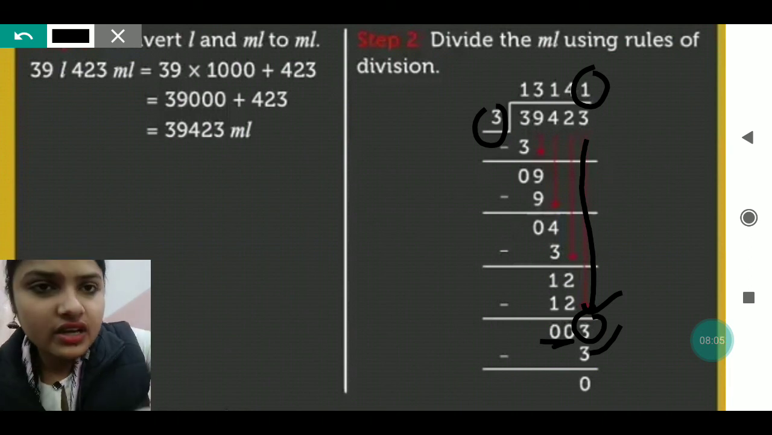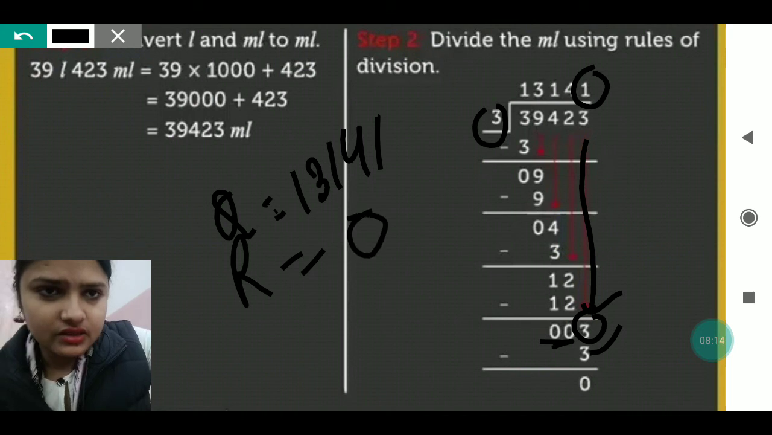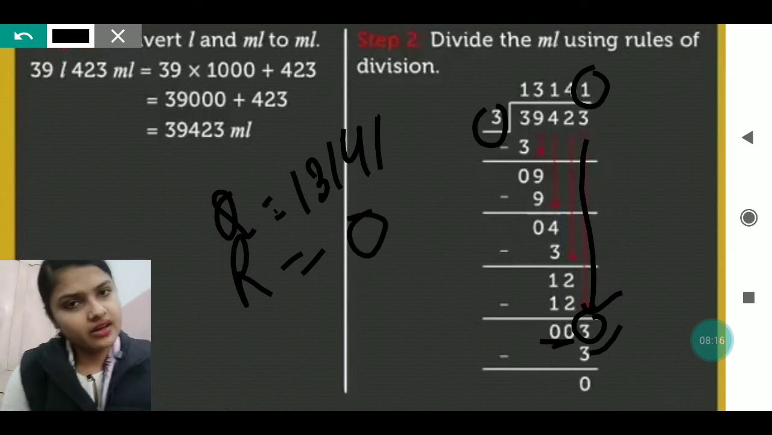So the quotient which you will get after dividing this number is 13141, and the remainder which you will get after this is 0. Okay, this is the quotient, and this is the remainder.